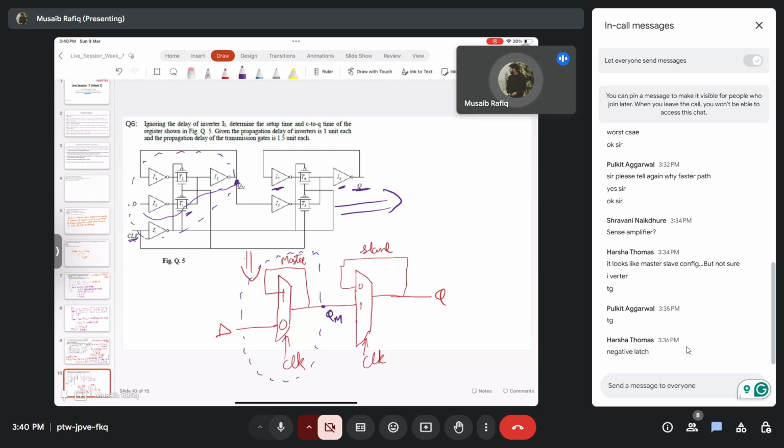When the clock goes high, the master stage stops sampling and maintains a hold state, and the slave stage starts sampling the input. When the clock goes high, T1 is off and T2 is on, and T3 will be on and T4 will be off, and QM will be copied to Q. So that is the entire operation. And if I have to draw the timing diagram of it, it will look something like this.